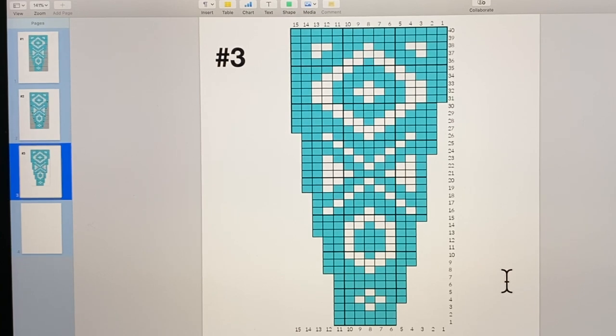It's a huge help because the directions do not say any of this. It just says do the chart. Yes. It does not.